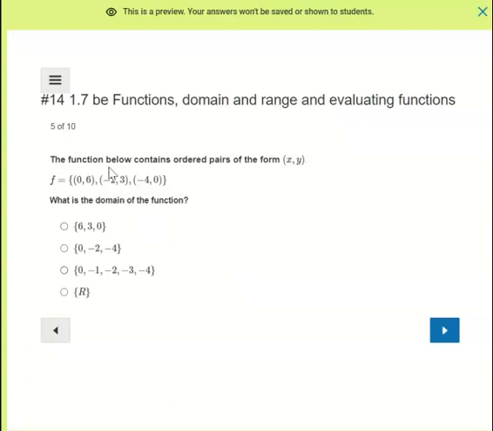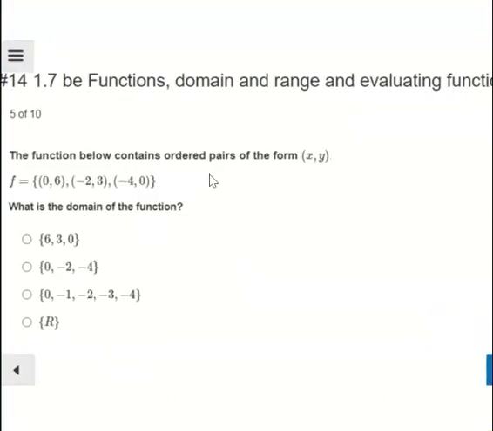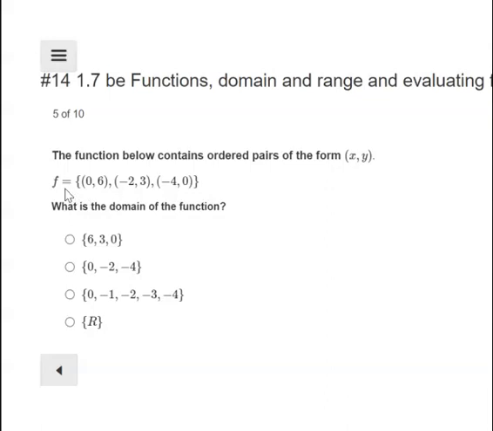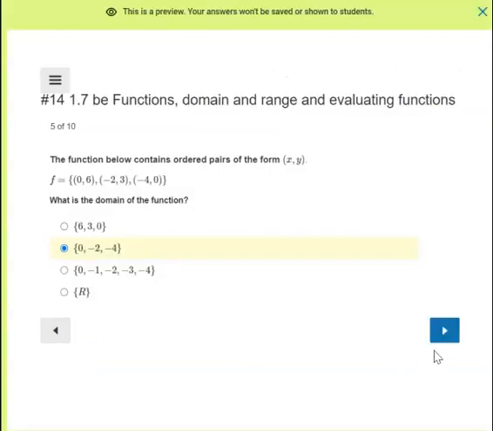The function below contains the ordered pairs in the form xy. What is the domain? So the domain are the x values. So you have here 0, negative 2, negative 4. That's about it. If it asks for the range, then it would be 6, 3, and 0, the first one.